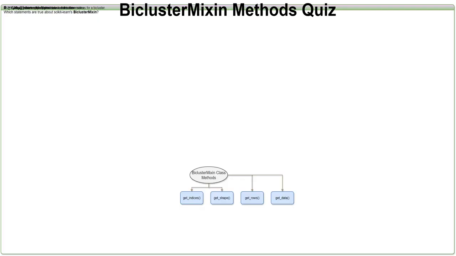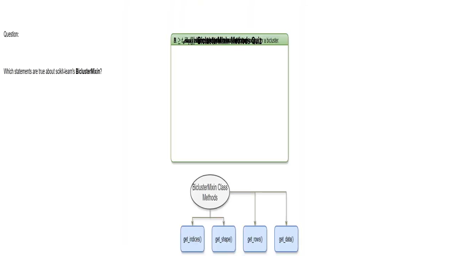This is a quiz about the BiclusterMixin class in the Sklearn library, focusing on its methods. We'll explore the functionalities of several key methods within this class. Let's begin. The question asks us to identify which statements accurately reflect the behavior of the methods available in the BiclusterMixin class. This class helps us work with biclustering results in data analysis.